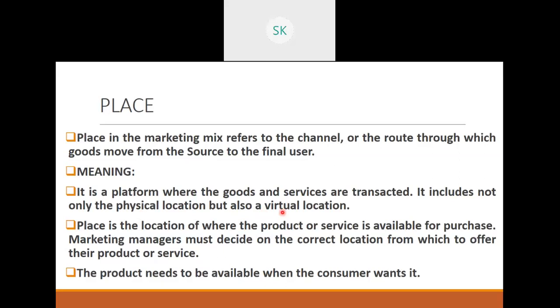Physical is when you visit the store directly. That is called physical. Okay, so place, this is another meaning. Place is the location where the product or service is available for purchase. That is what it's explaining: a direct store, an app or a website. Marketing managers must decide on the correct location from which to offer their product or services.